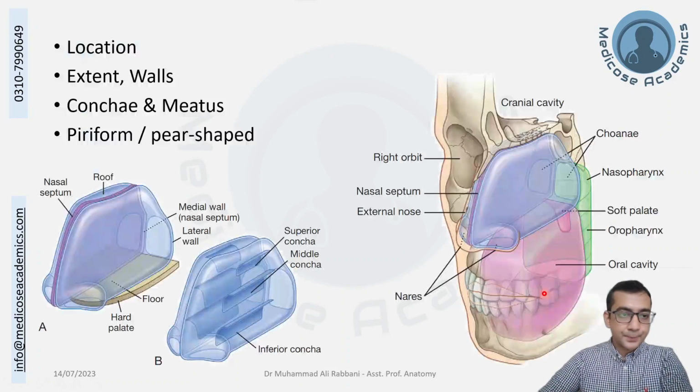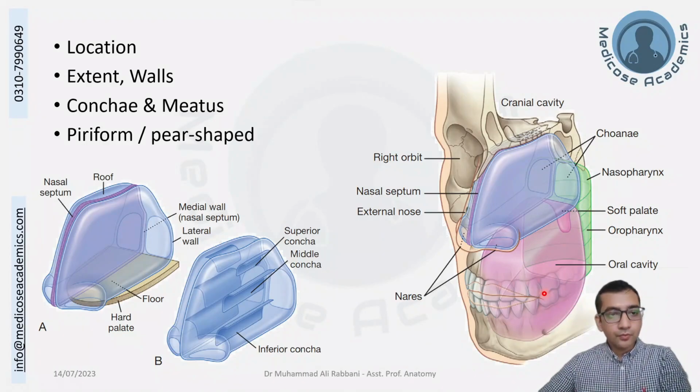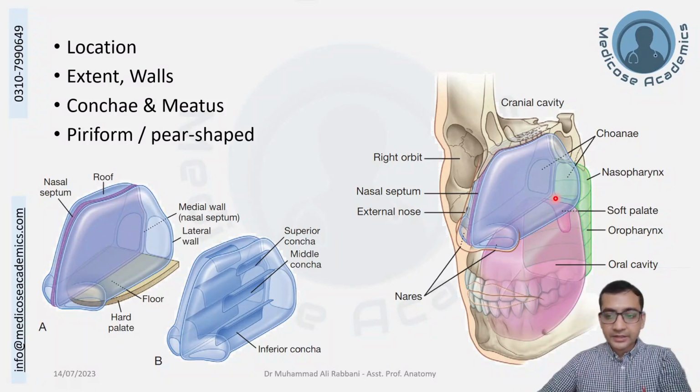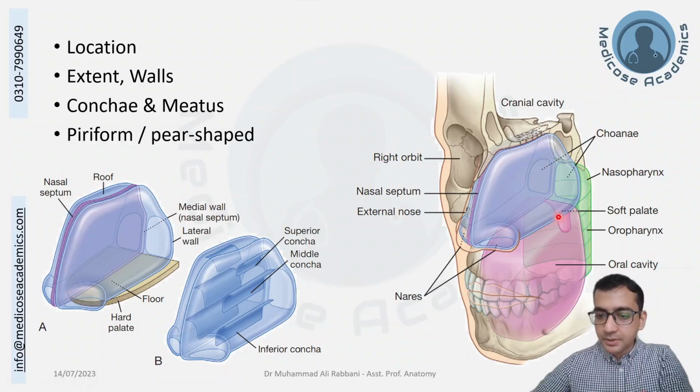The nasal cavity: where it is found, what is its extent and walls, what are turbinates or concha, and what is meatus, and we will talk about its shape. Overall, this cavity, where it is located, it is a very beautiful picture from Gray's Anatomy.